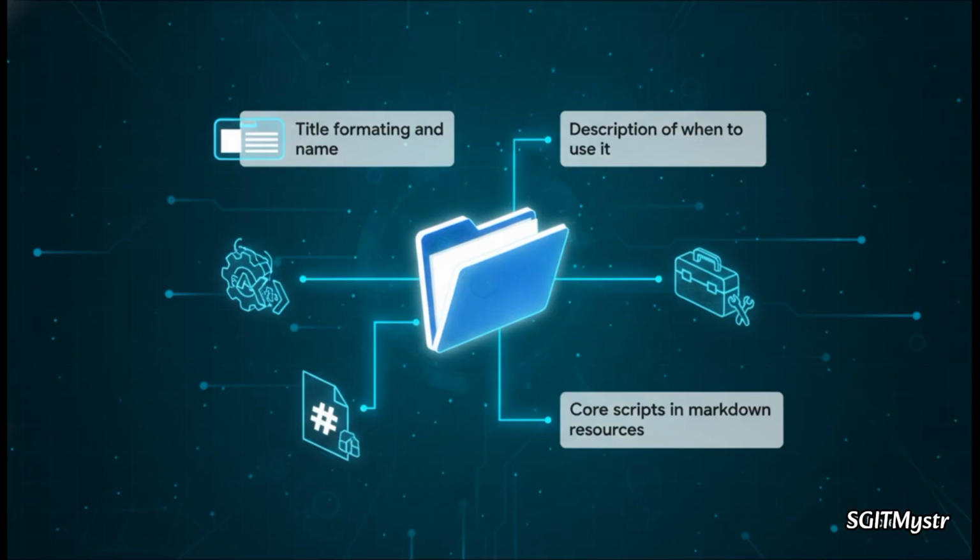What's brilliant about this is the efficiency. If you have a code debugger skill, it only gets loaded into the context window when you are actually asking the AI about code errors. It doesn't clutter up the model's memory when you're, say, just asking it to draft a quick email.